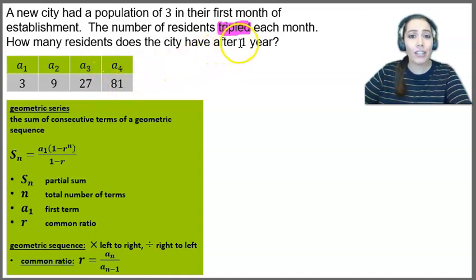So we have to figure out how many people are going to be in the town after 1 year. Now, 1 year is equivalent to 12 months. So we have to figure all the way up to a sub 12 and then add them together. So we could follow the same technique and find a sub 5 by multiplying 81 times 3 and so on till we got to a sub 12, and then we could add them all together.